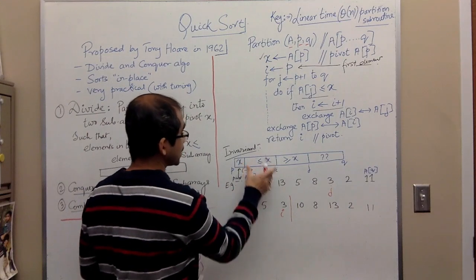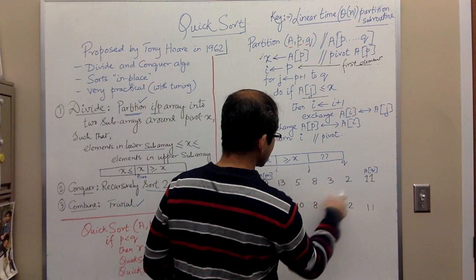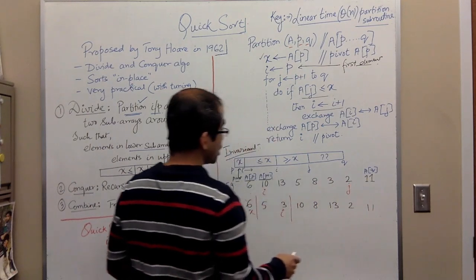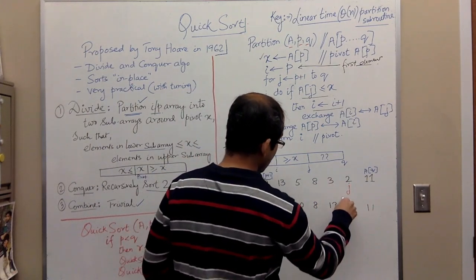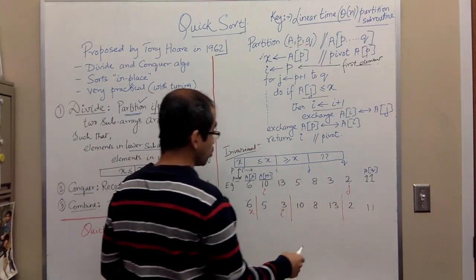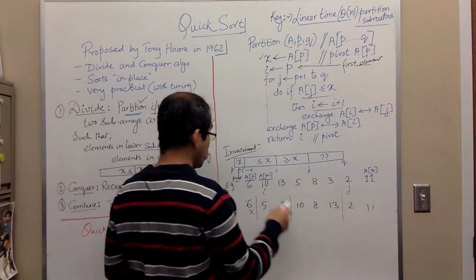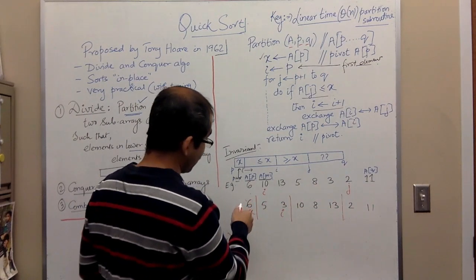The set of elements less than or equal to x is growing, and this j, which is now 3, has been considered, so j goes here. These are all the elements which are more than or equal to x, and this partition also grows with j. Now j is pointing to a[j] = 2, which is less than the pivot.